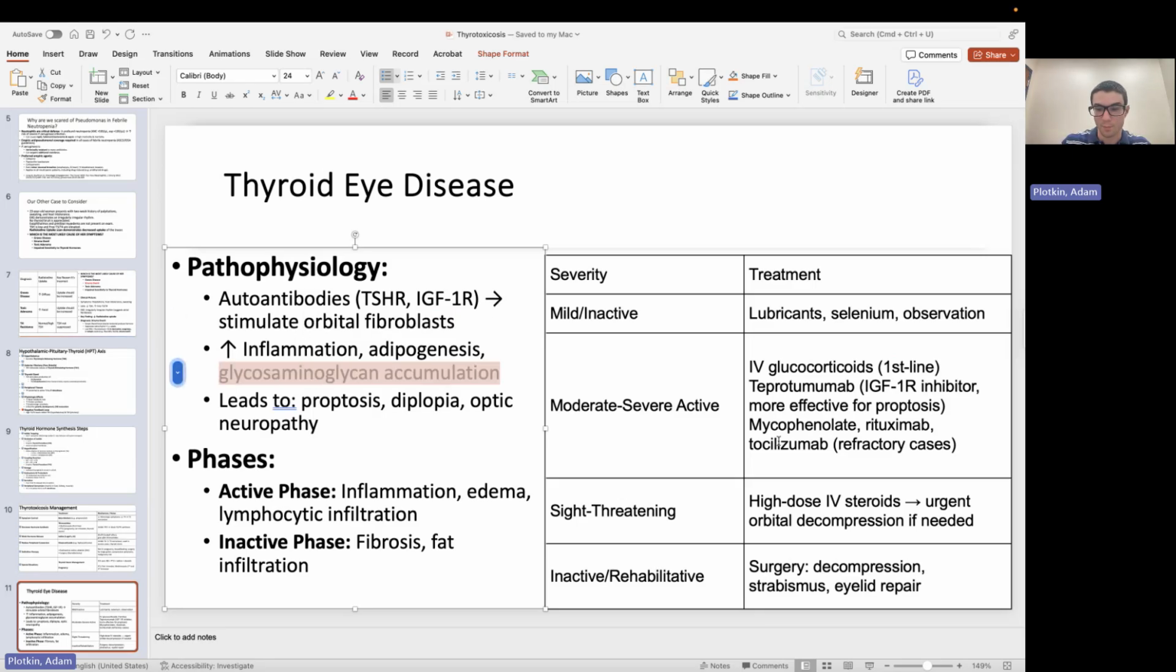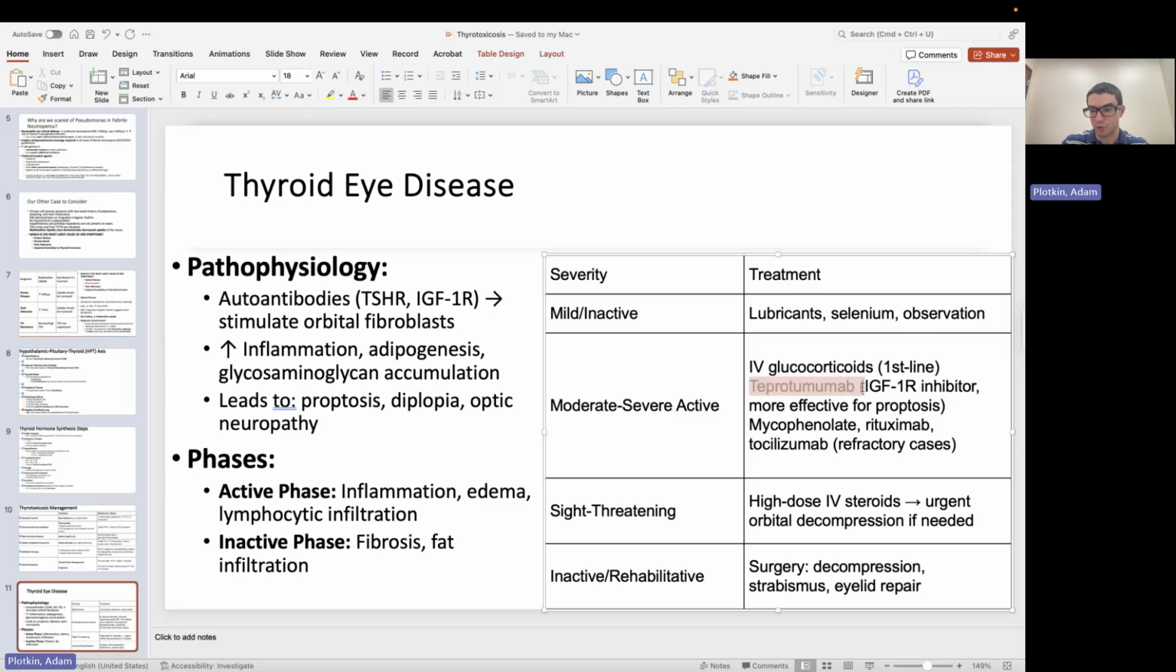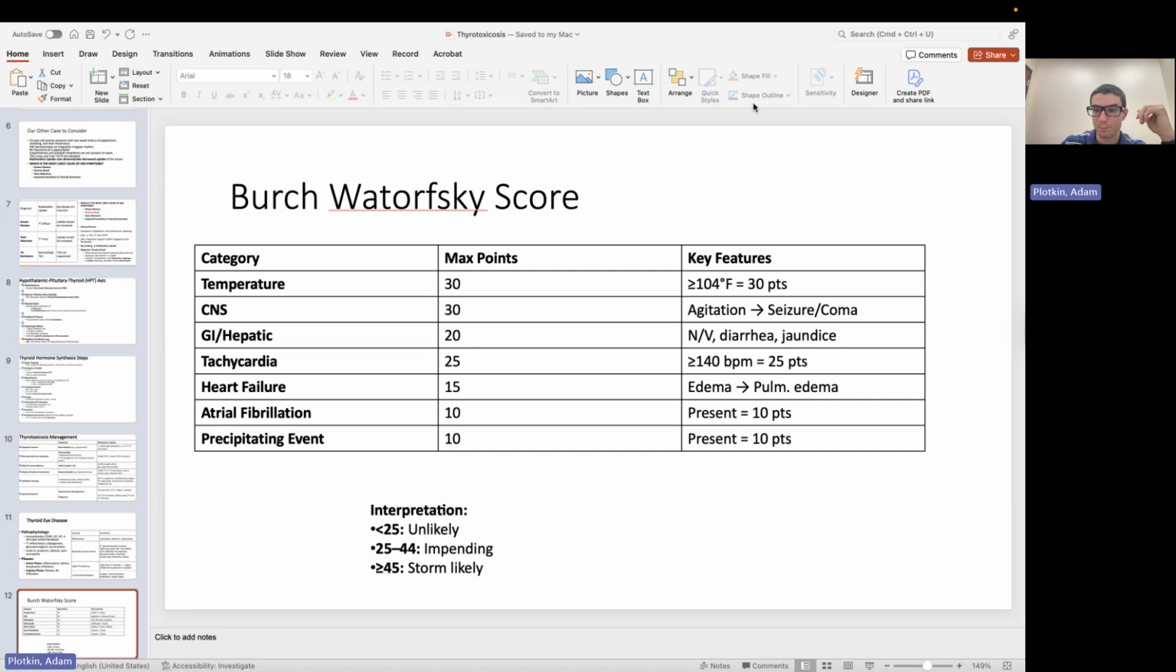causes my eyes to pop out, we can use steroids, and teprotumumab are going to be the go-to on what they're going to test you on USMLE Step 1 and Step 2. All right, Burch-Wartofsky score. This is just for your information. This is how we score thyroid storm.